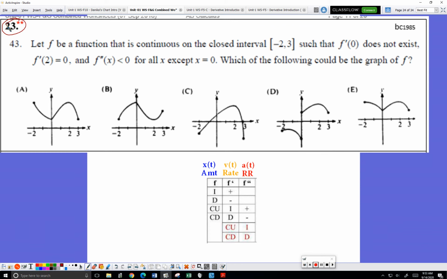But in 1985, that's a while ago, I was a sophomore at BYU. This test question was given on the AP test, and it was question number 43. That's why you see two numbers. So don't let that throw you. It's no big deal.